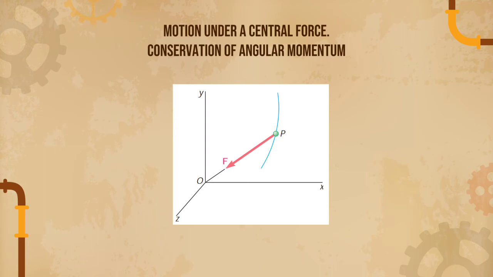away from a fixed point O, the particle is said to be moving under a central force, and the point O is referred to as a center of force. Since the line of action of F passes through O, we must have the summation of M sub O equal to 0 at any given instant.